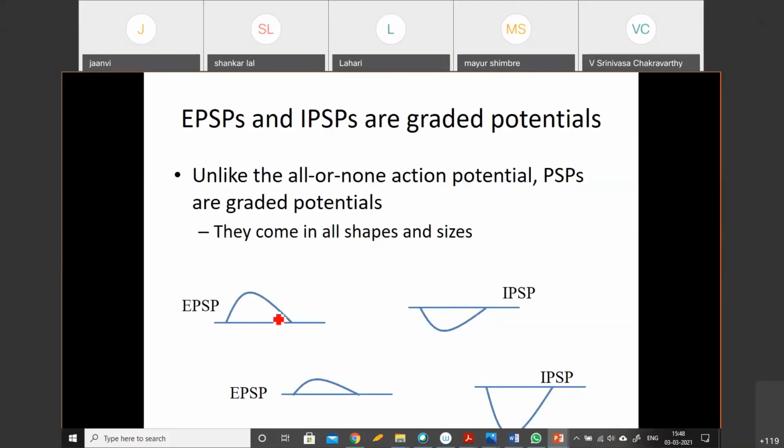Like I said, these signals, the PSPs, are graded signals, unlike the action potentials. They can be positive or negative, and they can also be high or low. So it can vary continuously, taking any value from 0 to some maximum value. So in this picture, the EPSP is high, here the EPSP is low, again here the IPSP is low, and the IPSP here is high. This is possible. This is something that you don't see in the action potential.